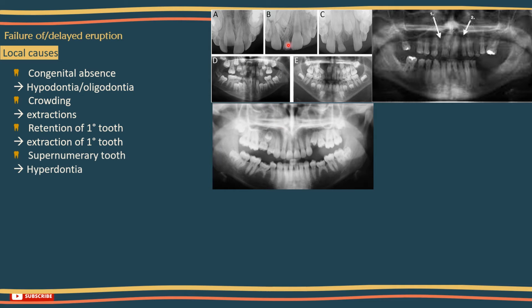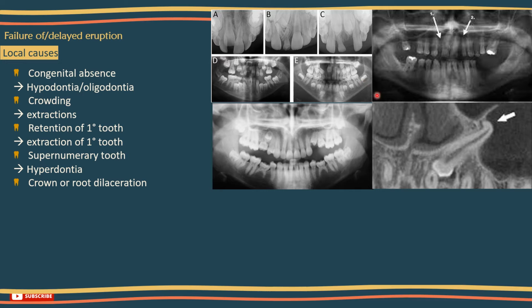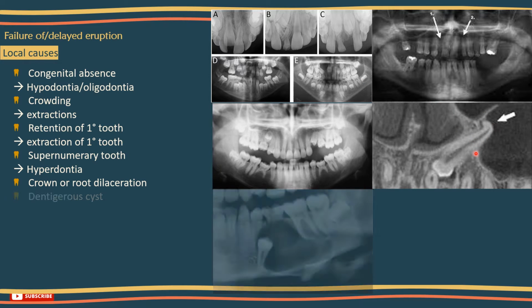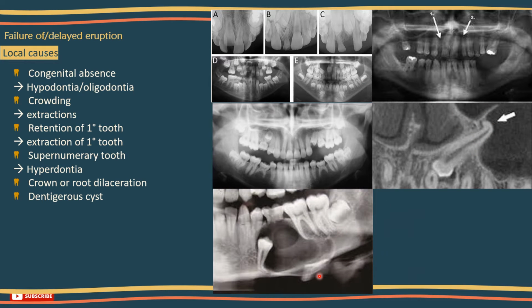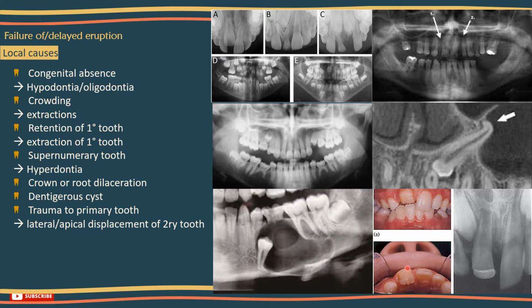Supernumerary tooth is the most likely reason for failure of eruption, as in hyperdontia. Crown root dilaceration, dentigerous cyst, and trauma to primary tooth leading to lateral or apical displacement of the permanent incisor. Abnormal position of crypts that can be treated by extraction or orthodontic alignment.